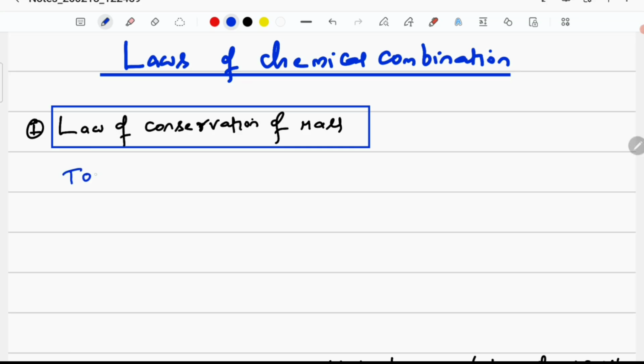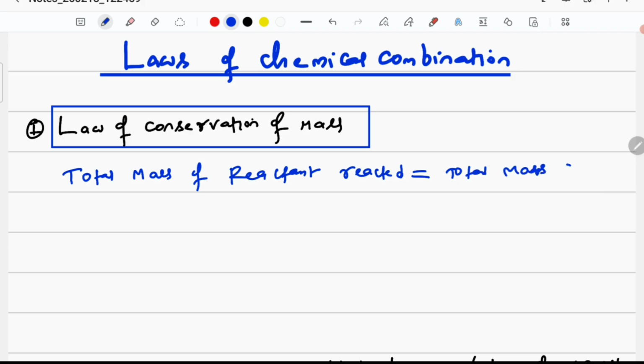With respect to a reaction, if I write the total mass of reactants reacted, or in a simpler way, the total mass of products formed, that is one method of defining it. The total mass of reactants reacted is equal to the total mass of products formed. So this is one method of representing the law of conservation of mass.